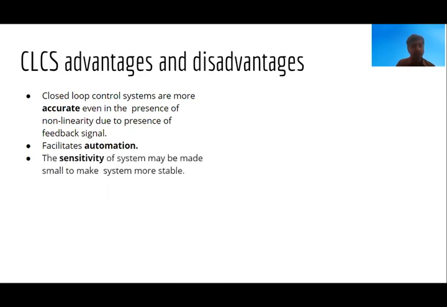The sensitivity of the system may be made small to make the system more stable. Due to the feedback, the sensitivity of the system is improved, and therefore it achieves more stability. This system is also less affected by noise. Because of the feedback, we always measure the output under disturbance and correct for the disturbance by continuously taking the feedback, which reduces the noise effect on the output. Therefore, the effect of noise is less.